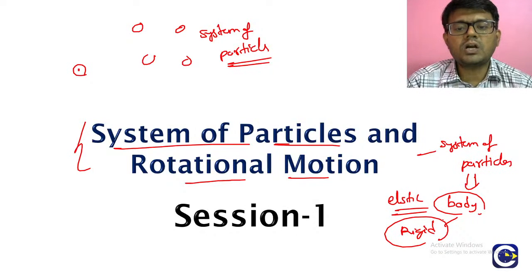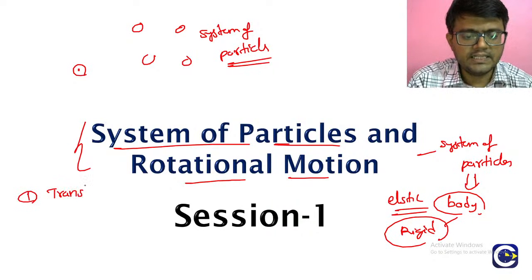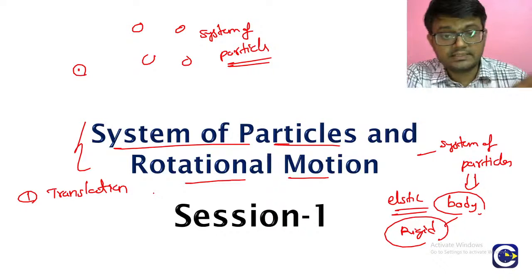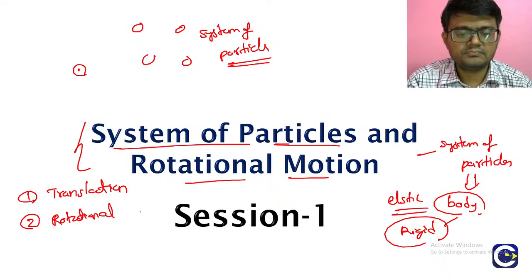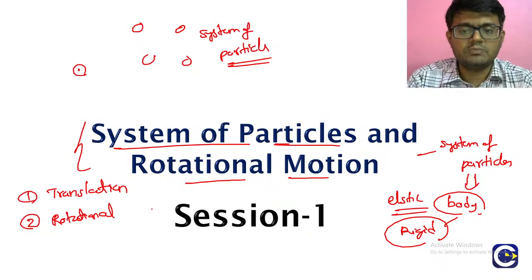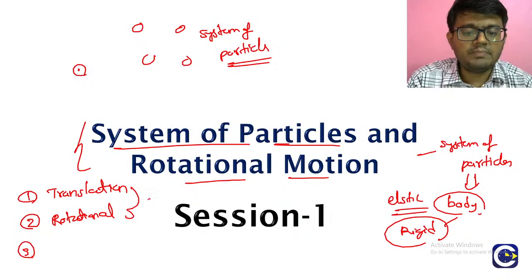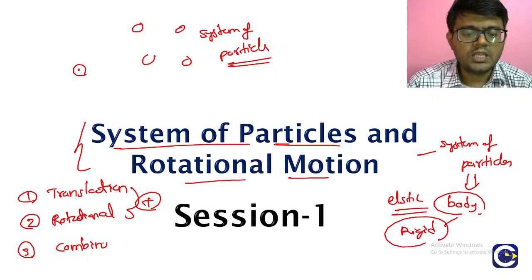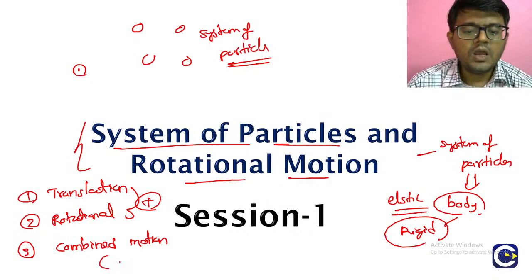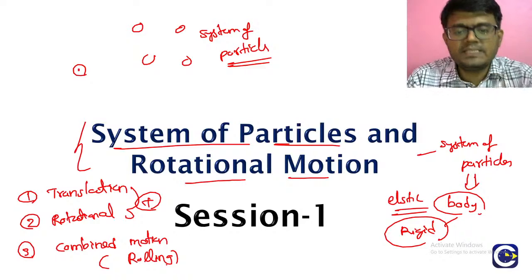So for the rigid body, we'll talk about 3 types of motion. One is the translation motion that we have been discussing for so long. Second will be the rotational motion. That is what we'll study, the rotational motion of the rigid body. That is the second part of the chapter. And the third will be a combination of these two, translation plus rotation. Okay, so we can call it combined motion. One special case of this combined motion is rolling. So rolling is a special case of the combined motion.